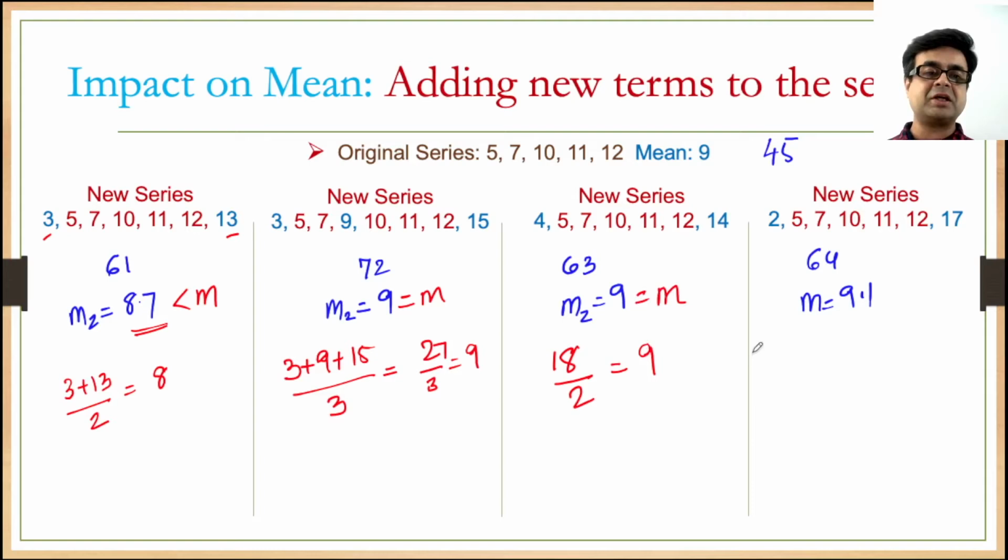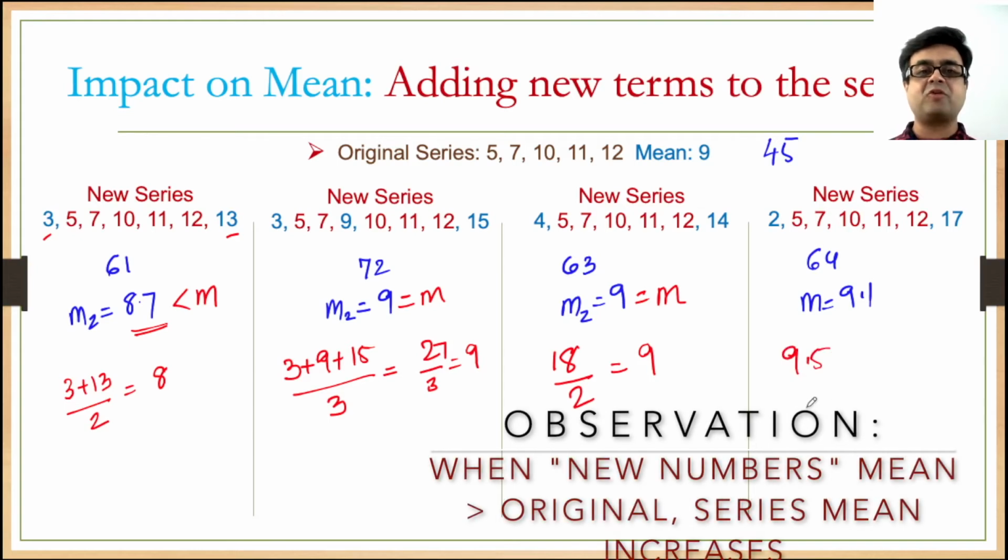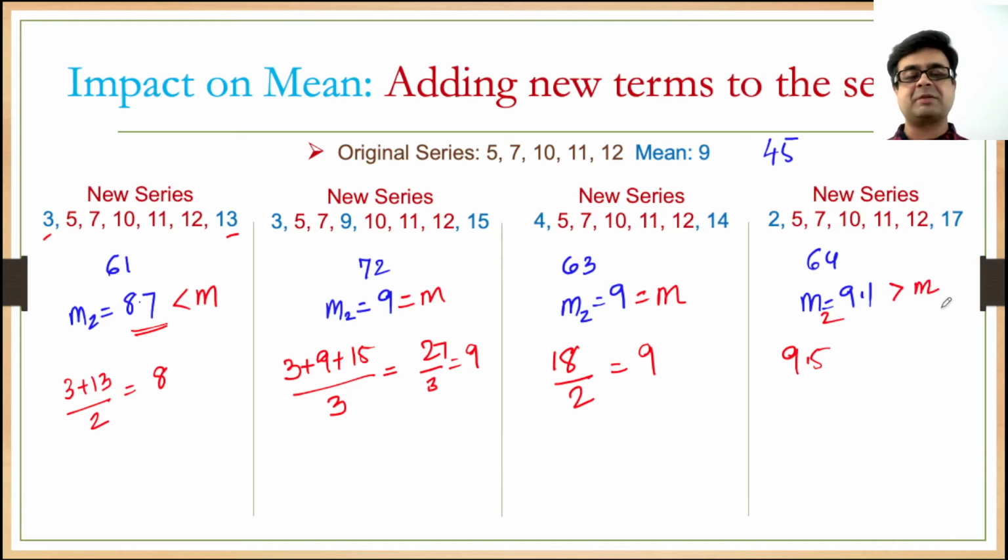In this particular case, the new numbers that I am adding are 2 and 17. So the mean of those numbers is 9.5, which is greater than my original mean. My new mean M2 is greater than my original mean.